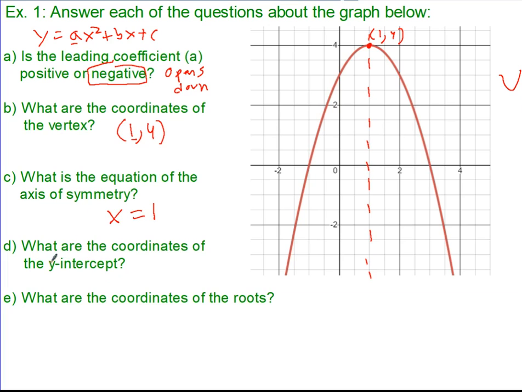What are the coordinates of the y-intercept? So we look at our graph and ask, where does this cross the y-axis? It crosses right there at 0, 3. Then it says, what are the coordinates of the roots? Remember, the roots are the same thing as the x-intercepts. So I look at this and ask, how many x-intercepts does it have? It has 2, one here, one here. This one is at -1, 0, and this one is at 3, 0. That's all there is to it. We're just looking at the graph and finding these key features.